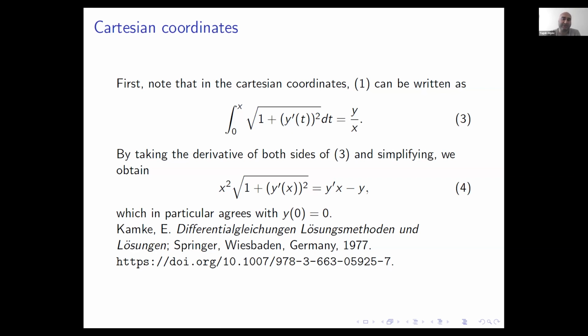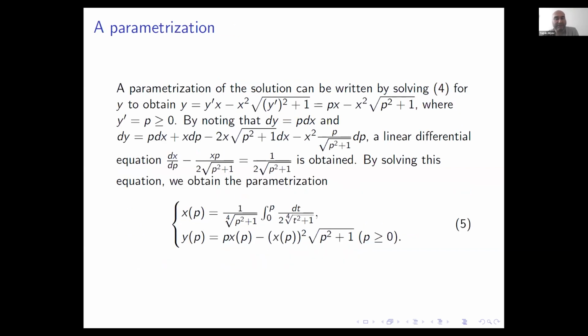This equation can also be written in Cartesian coordinates like this. Again, by taking the derivative, we obtain a nonlinear differential equation. In Kamke's book, there are some methods which one can try to solve these problems. I tried one of those methods and I obtained this parametric representation. As you can see, the solution is written here through some integrals. In this case, these are elliptic integrals. Using this parameterization, one can draw the graph of this function, for example, using Maple and other mathematical software. There are other parameterizations of this curve, but this one is the most useful. One can use this to prove some theorems about this curve, to study some of its geometric properties.